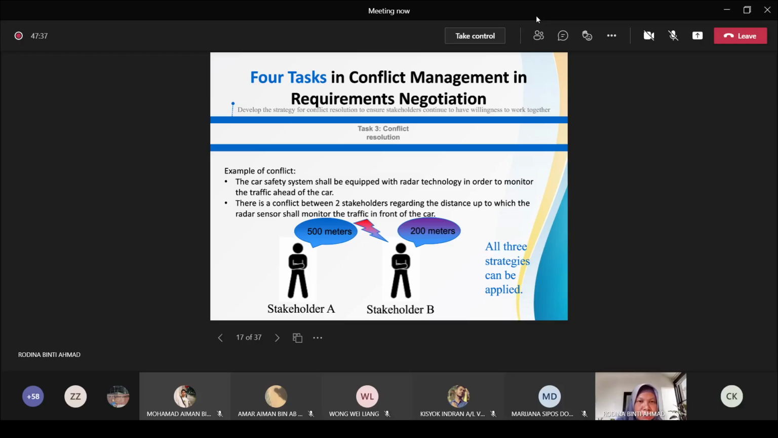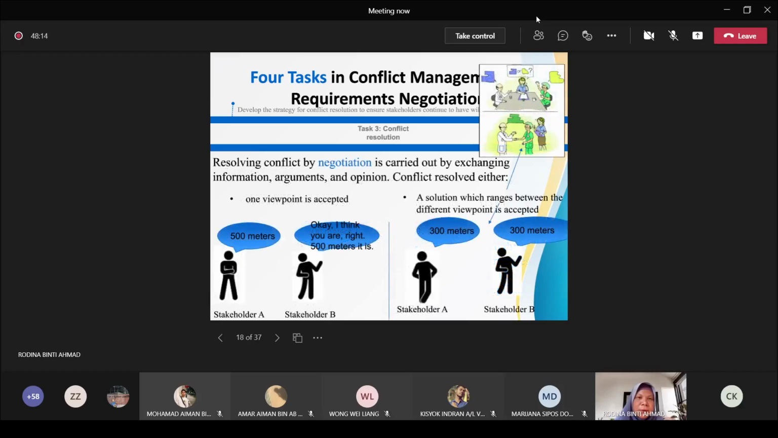The car safety system shall be equipped with radar technology in order to monitor the traffic ahead of the car. And then there is a conflict between two stakeholders, A and B, regarding the distance up to which the radar sensor shall monitor the traffic in front of the car. You see that sometimes just small matters can lead to disagreement or conflict. In this case, we give a simple example: stakeholder A thinks that the distance should be 500 meters, and stakeholder B thinks it is 200 meters.